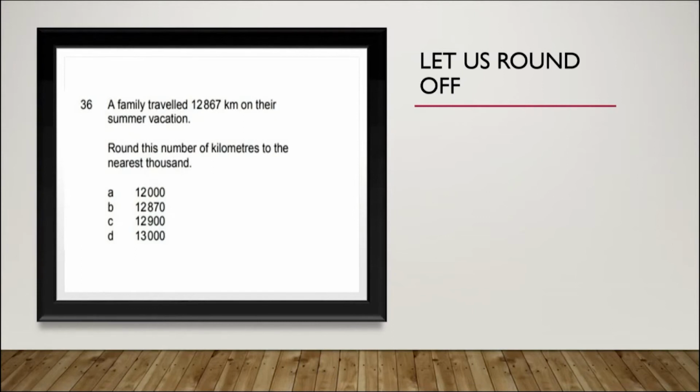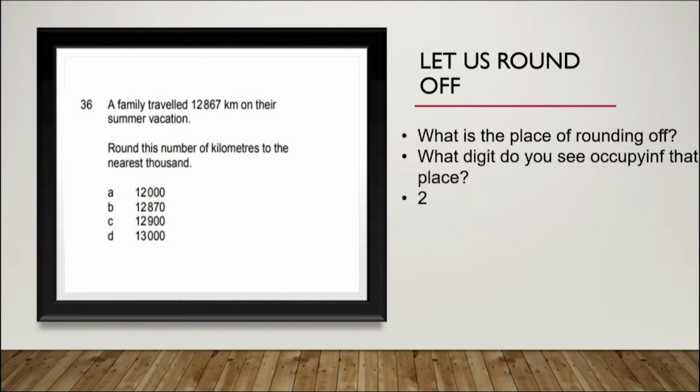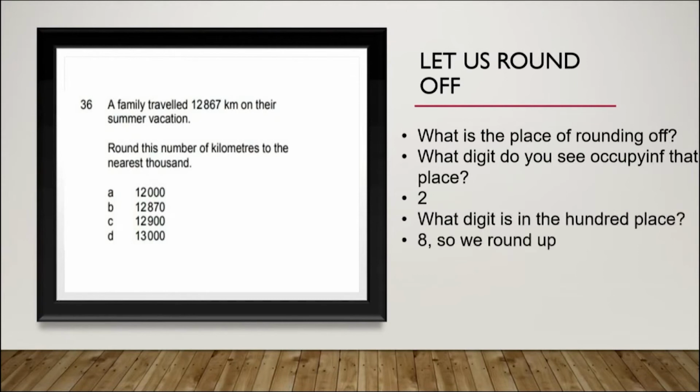Excellent. You said 2. Great job. So we look at the digit to the right of the thousand place, which is your 100 place. How many hundreds do we have? We have 800. It is closer to 1,000. Therefore, we are able to round up, and the number 12,867 kilometers can be rounded up to 13,000 kilometers.